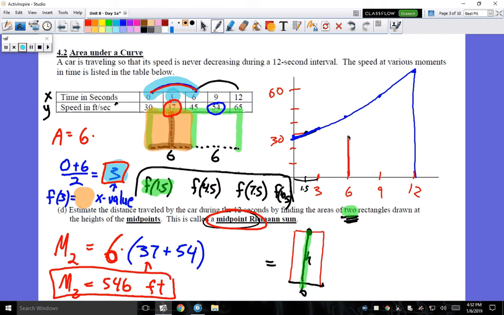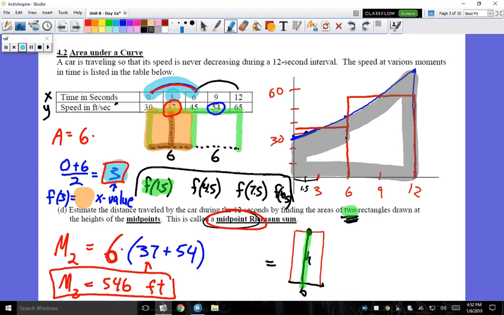Let me show you what those look like real quick. The midpoint is going to occur at 3, so it's going to look like right here. And the midpoint is going to occur at 9, so it goes straight left and right from 9. And this area underneath the curve, let me do it in gray, just like I was doing with the other ones. This is what we're trying to find and approximate.